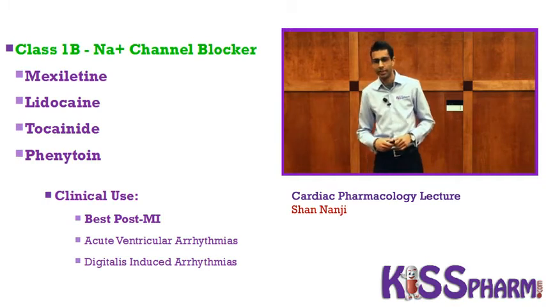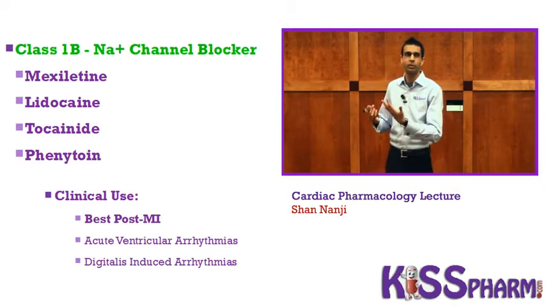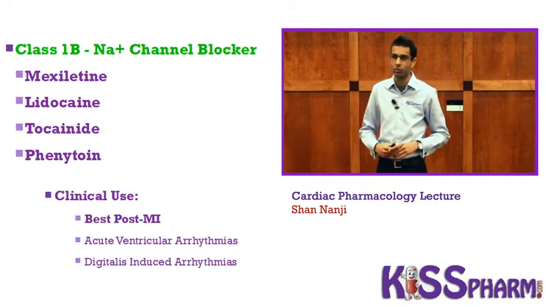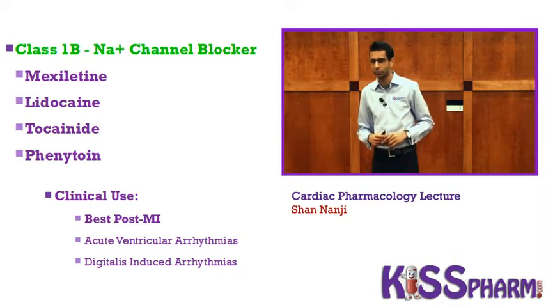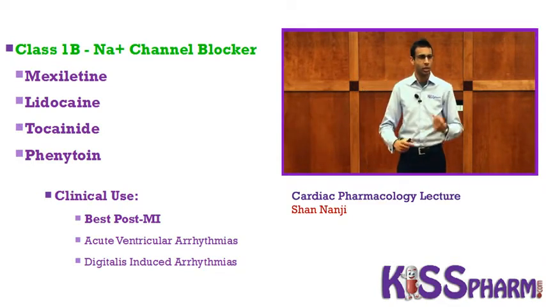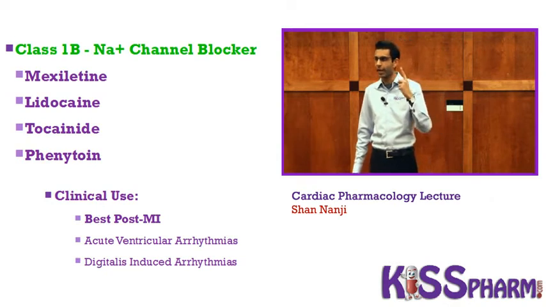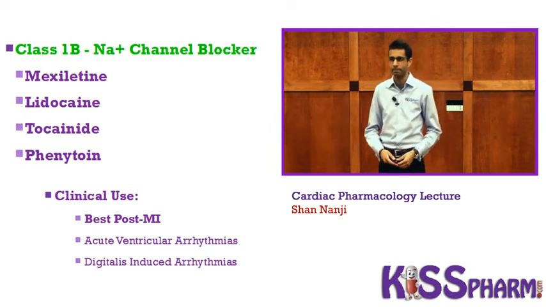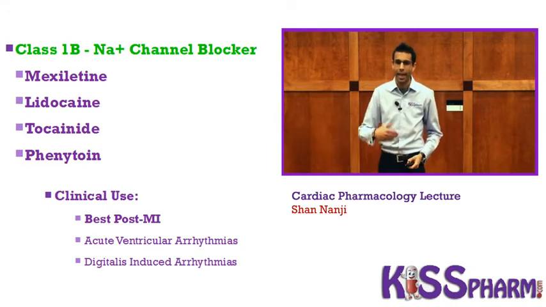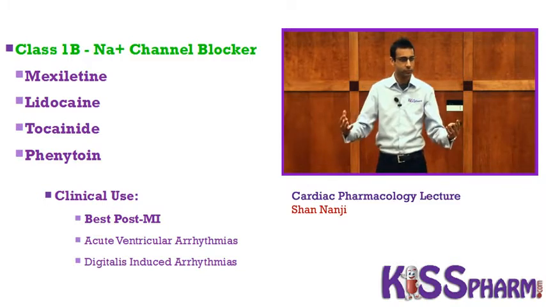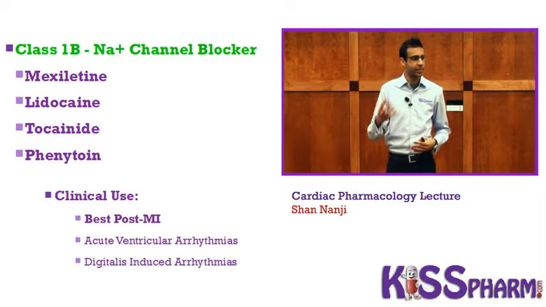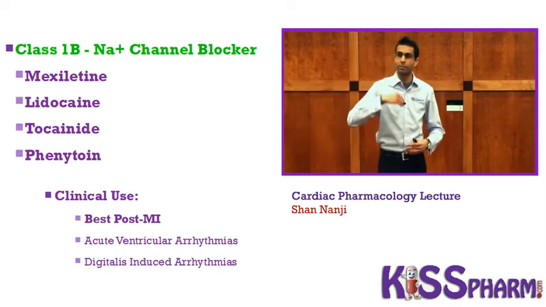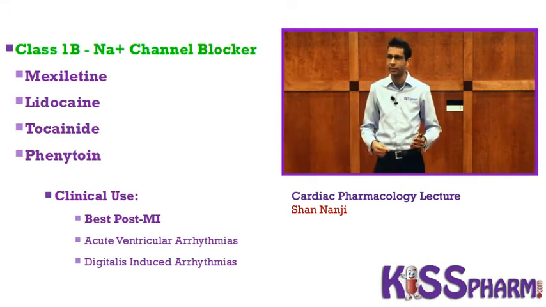Well, these are used best for post-MI situations because the way they work is they preferentially go to ischemic tissue. But they're not going to say ischemic tissue on a test. What they're going to say is one of two things: already depolarized Purkinje fibers, or activated sodium channels. Instead of saying ischemic tissue, they'll describe what makes that tissue ischemic, which is already depolarized Purkinje fibers or activated sodium channels.